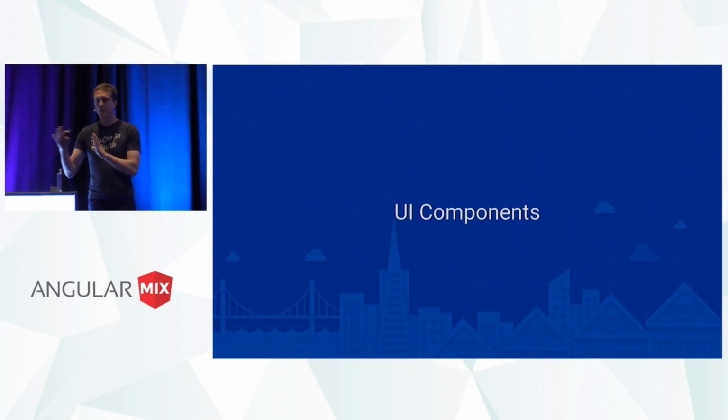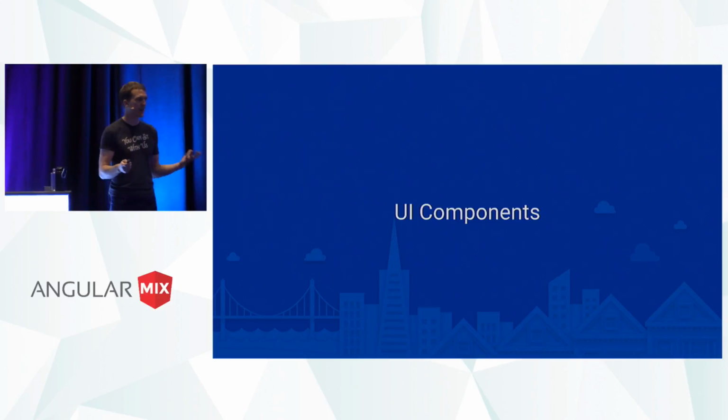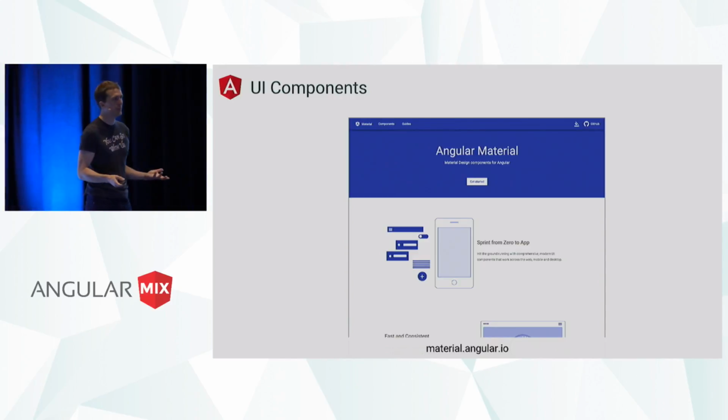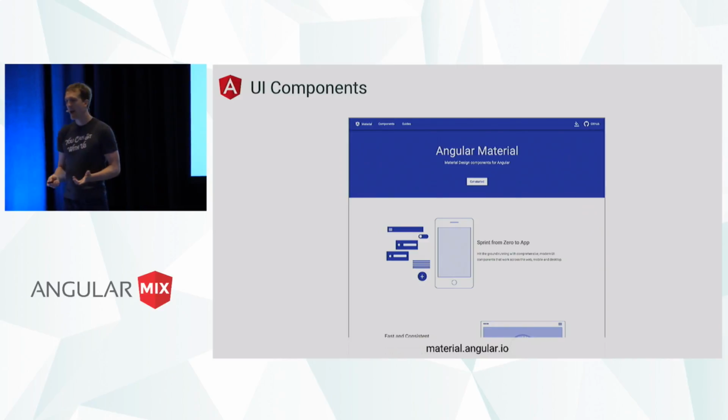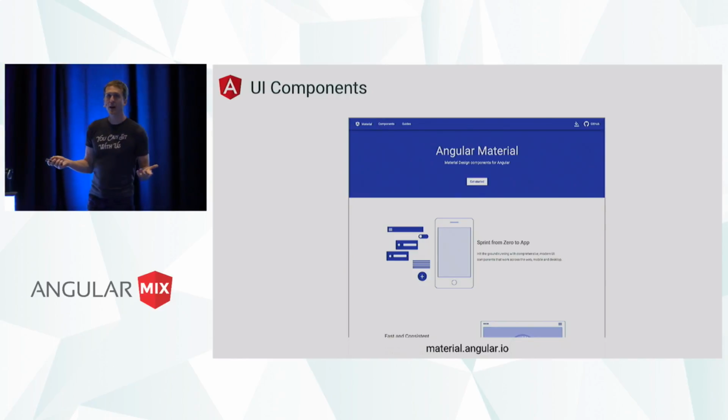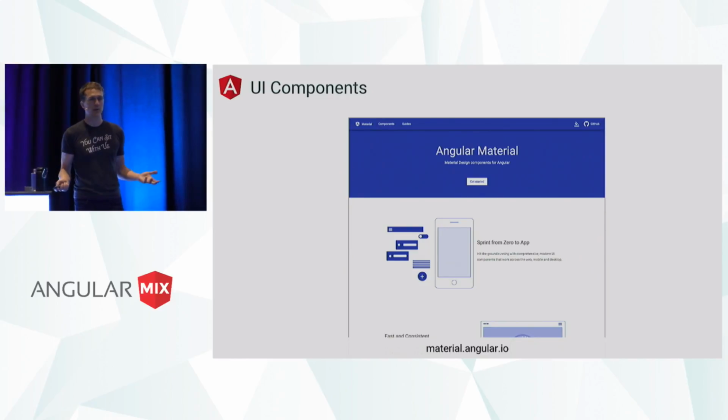Now, in addition to all those non-visual libraries, we also address the space of UI components. And if you're at Google, this means you're going to be using material design with Angular Material, which you can find at material.angular.io. And this is great. And actually, tons of companies other than Google use Angular Material as well, and you can too.